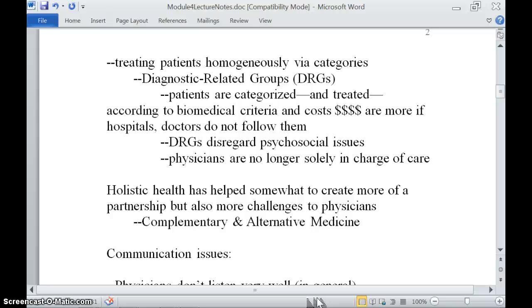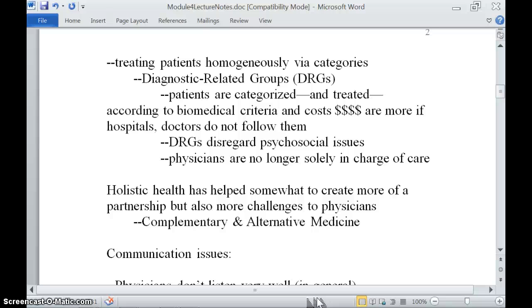It's very much a biomedical orientation. And so DRGs really disregard psychosocial interaction or psychosocial issues. And the bottom line to a lot of this is physicians are no longer solely in charge of care. Hospitals, insurance, certainly now with Obamacare, these entities or organizations are very much involved in the charge of care.